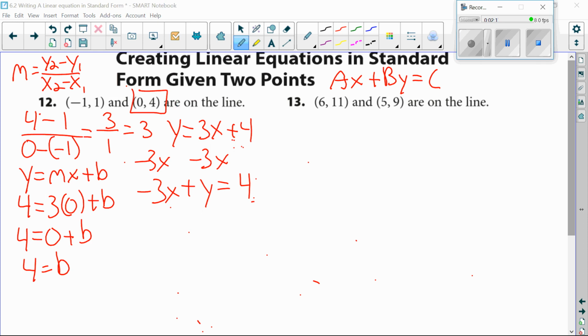All right, now once I have that, this is pretty much the answer, but a lot of times you want to be left with a positive coefficient. So what you want to do is multiply each term by -1. So that's going to make this 3x minus y is equal to -4. And this will be your final answer. So you can go ahead and pause the video here and take a look at number 13 to see if you can solve it.